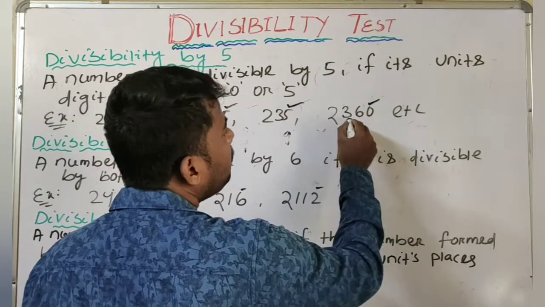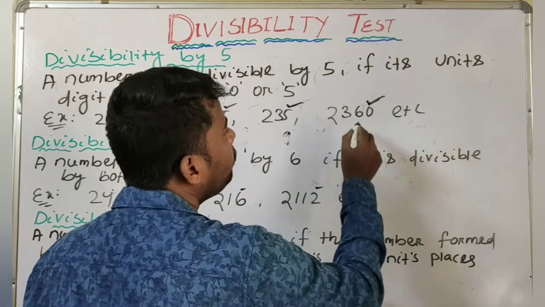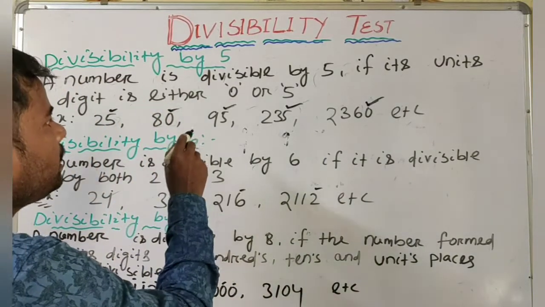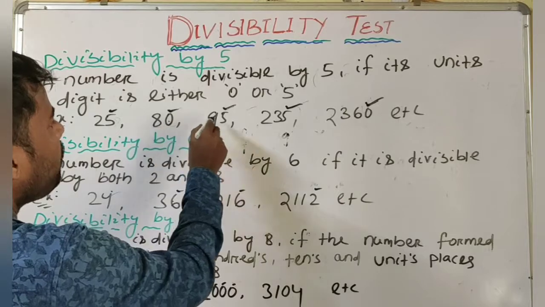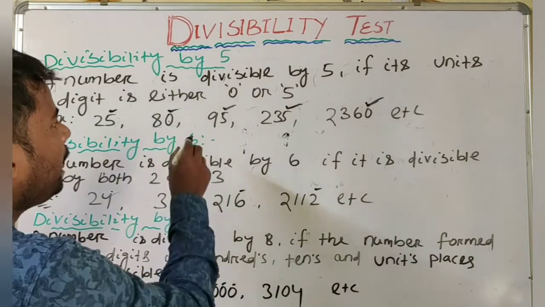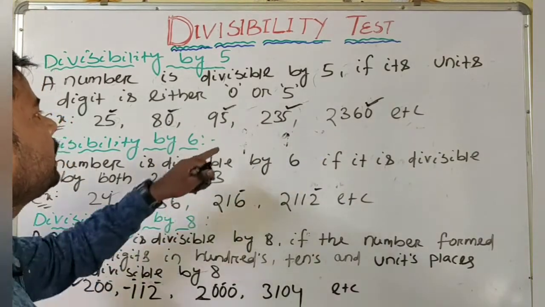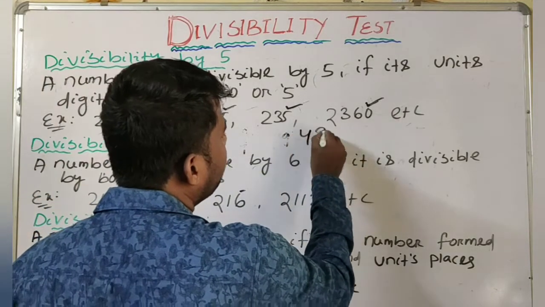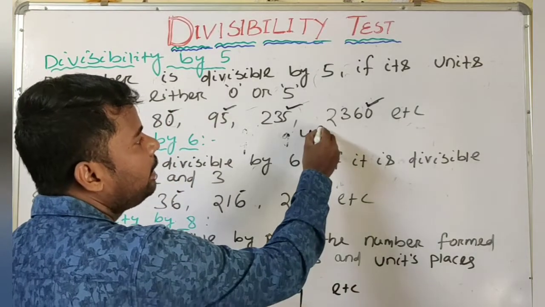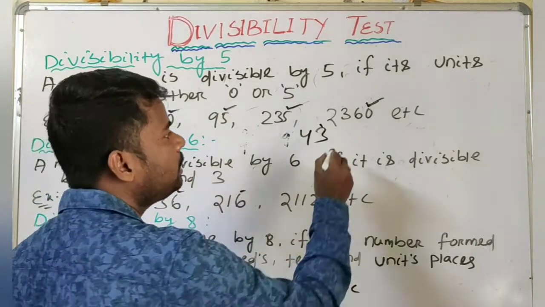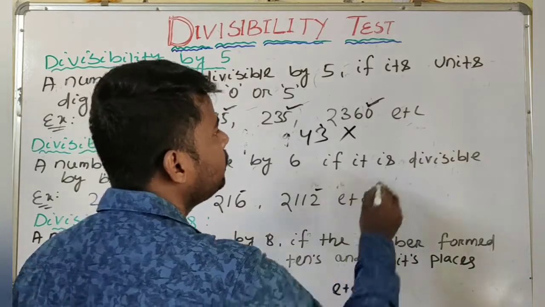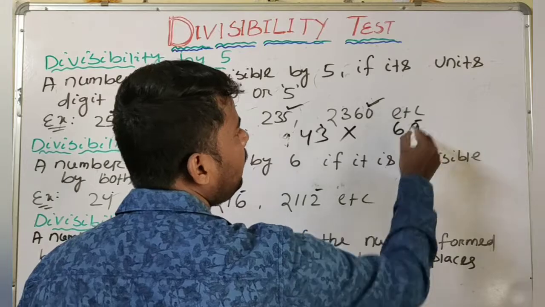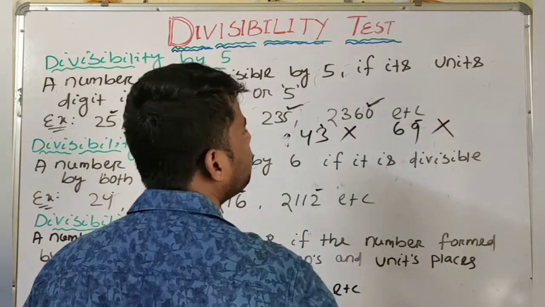Here 2360, its unit digit is 0. So this number is divisible by 5. So any number whose unit digit is 0 or 5, we can say that number is divisible by 5. If we write 43, it is clear that its unit digit is 3, so this number is not divisible by 5. If we write 69, its unit digit is 9, so this number is not divisible by 5.